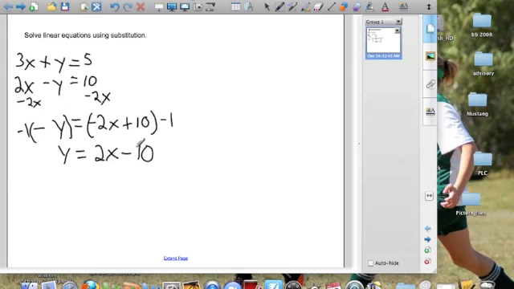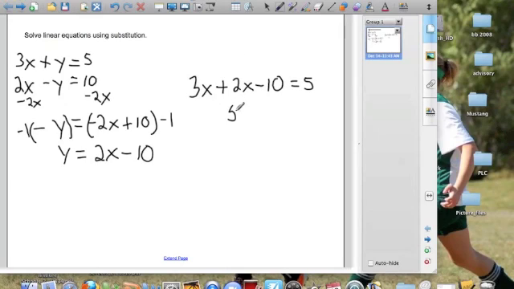So y is represented by 2x minus 10. I'm going to take the other equation and substitute 2x minus 10 in for y. So I'm going to eliminate the y and we'll solve for x, and we'll have the x component of our ordered pair. So let's start there. We'll go 3x plus 2x minus 10, there's our substitution, is equal to 5. So we substituted it. Now we've got to combine like terms and then solve for x.